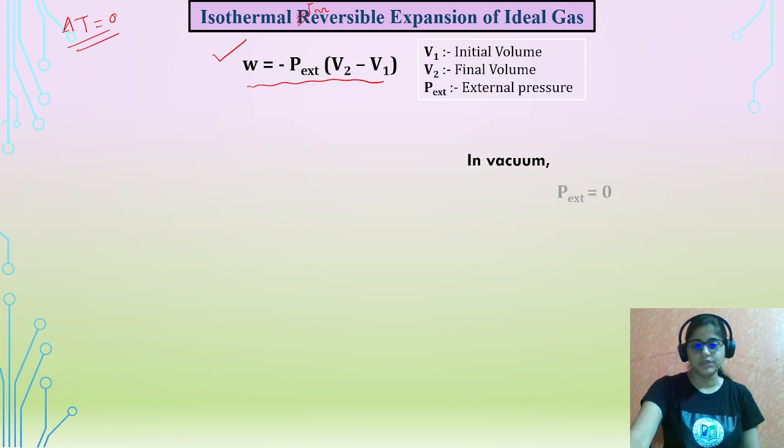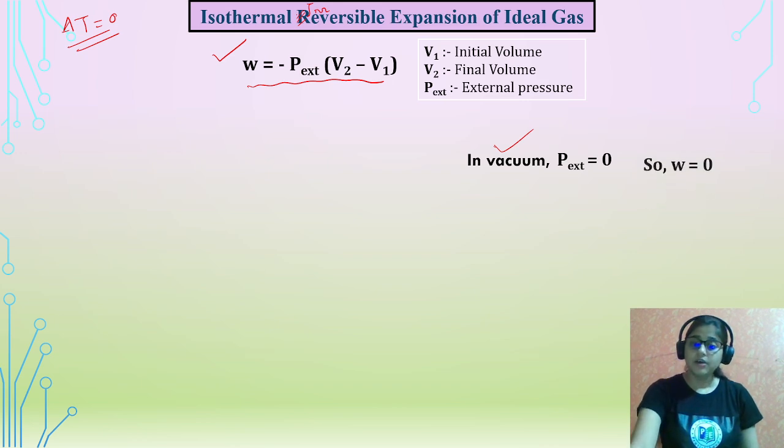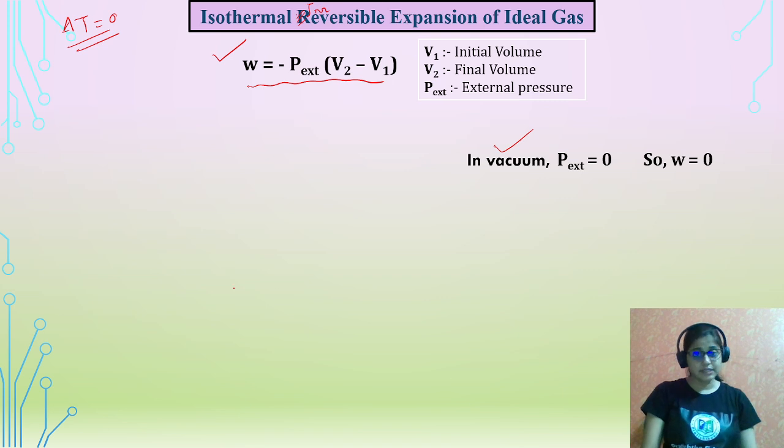V1 is the initial volume, V2 the final volume, and P external is the external pressure. We know these things. In vacuum, what is this? Vacuum means nothing is there. So P external, for this case vacuum, there is no air, so pressure will be 0. So W will be 0. If we put 0, it will be 0, right?